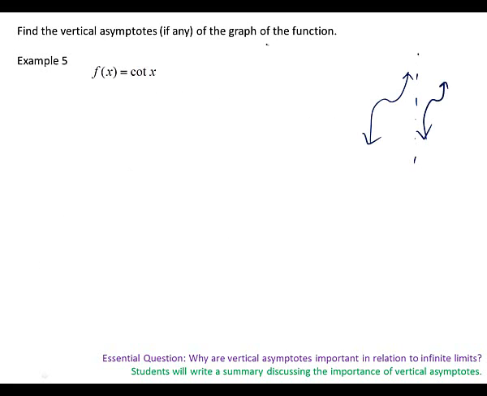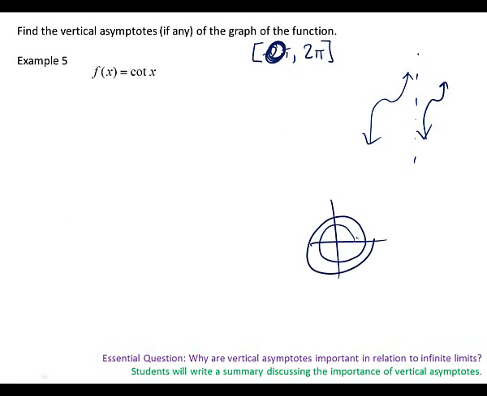Okay. I'm going to give you the interval. So add this in, that we're only going to go between 0 and 2 pi. The reason I'm restricting it is because, remember, trig functions are cyclic, right? They go around and around. If I don't restrict it, that means I have to add in the next coterminal angle and the next one and the next one, right?